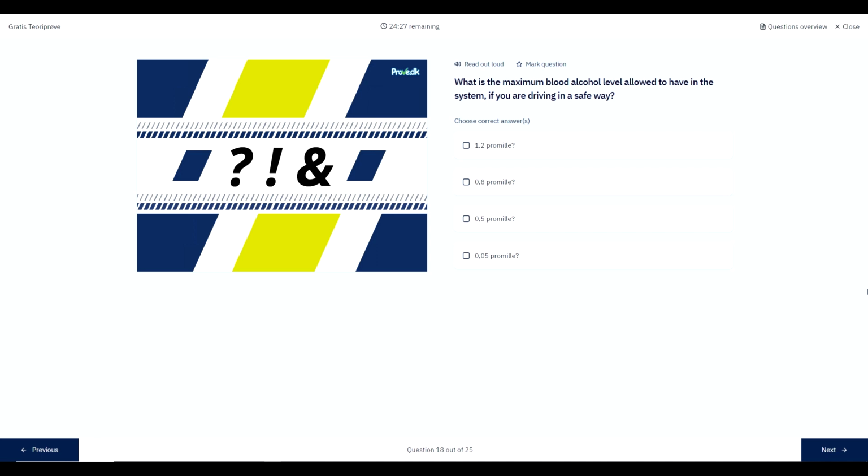For some of the situations, there will only be graphics like this one. For example, when there are questions about alcohol, drugs, or traffic rules. What is the maximum blood alcohol level allowed to have in the system, if you are driving in a safe way? 1,2. 0,8. 0,5. 0,05. The correct answer is number 3.